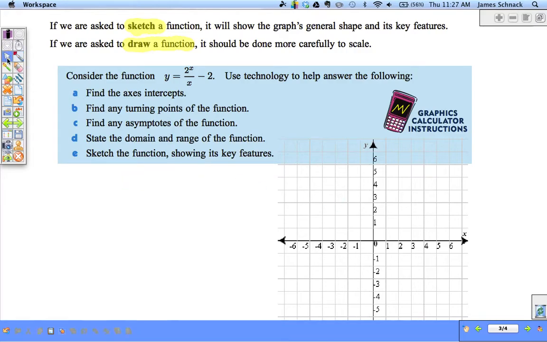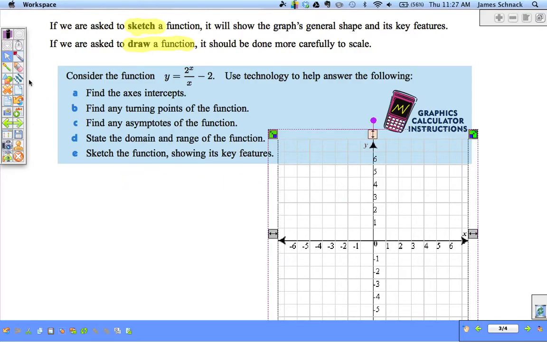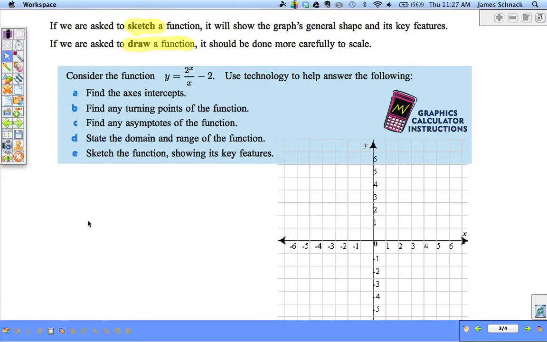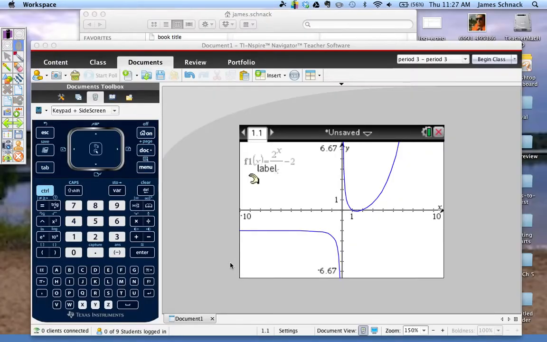So I actually don't need this coordinate plane unless I really want to. And I always like to use the coordinate plane. I always like a scale on my axes just to make sure that I'm putting points in the right spot and it looks right. Unless the graph is really, really big x and y intercepts, then I go away from it. So here we go to our calculator.